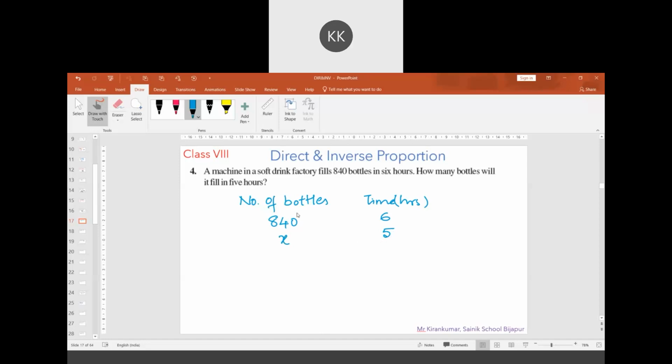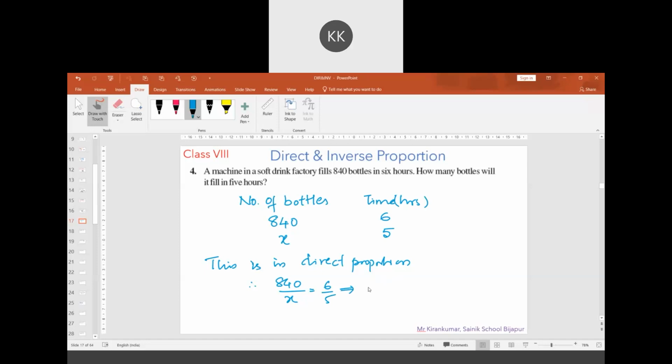Is this a direct proportion? The more the time, the more will be the number of bottles, isn't it? So clearly, it is a question related to direct proportion. Let me mention that this is in direct proportion. So we can write 840 divided by x is equal to 6 by 5. I can write like this.